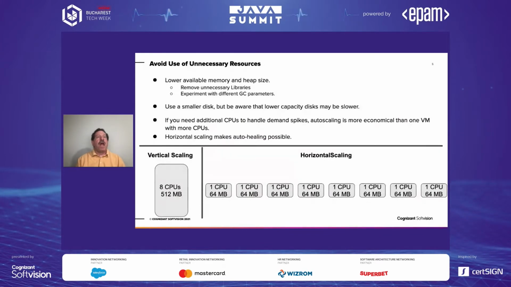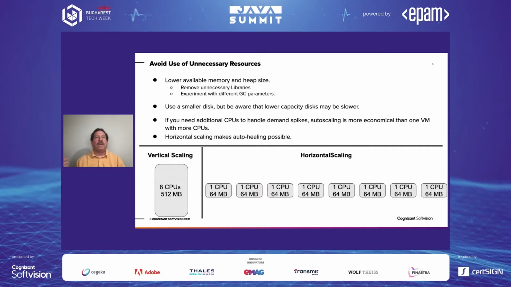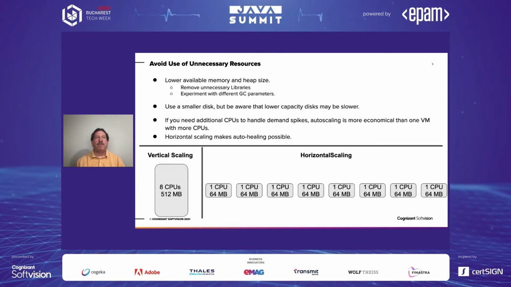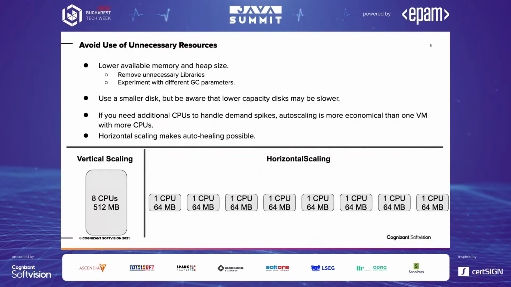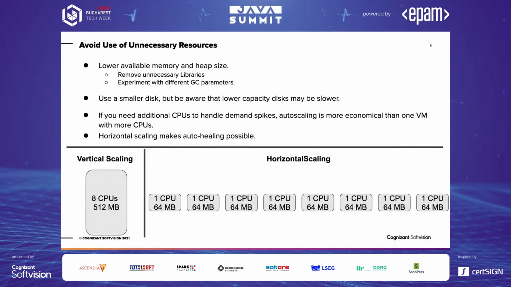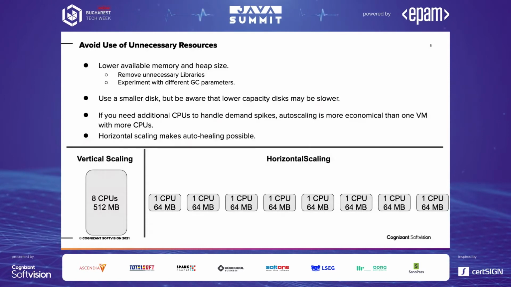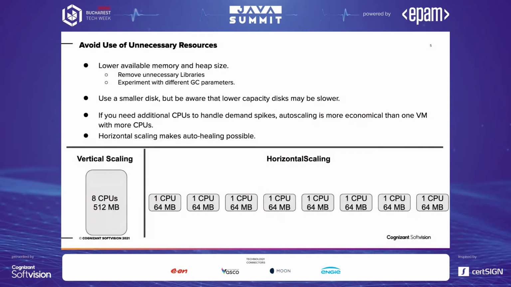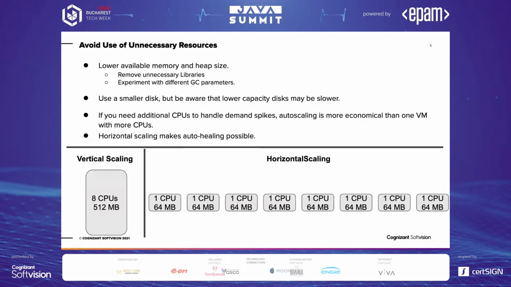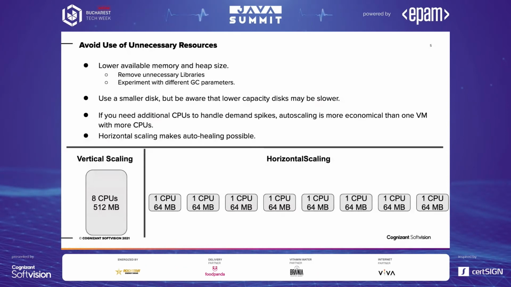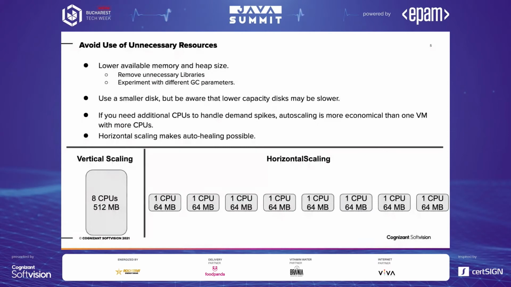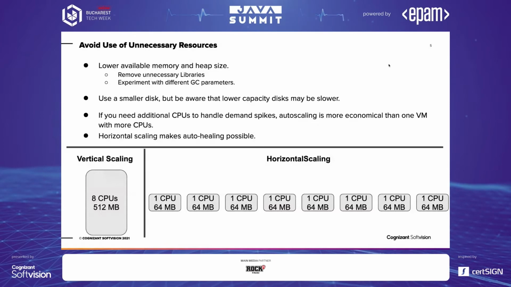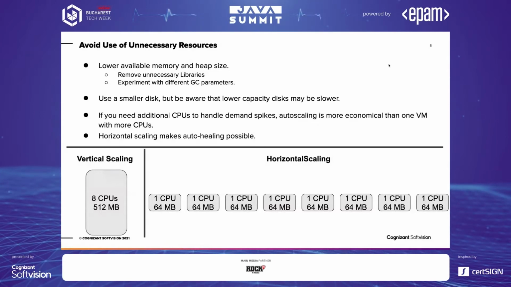So you may want to lower the amount of memory and heap size so that you're just not consuming as much RAM. You can remove unnecessary libraries if you can, experiment with different GC parameters. You can use a smaller disk. Don't use a large disk if you don't need one, but also be aware that because smaller disks are the same physical size, but the data in them is less dense, they actually run a little bit slower. The data takes a little bit more time to come off of it.